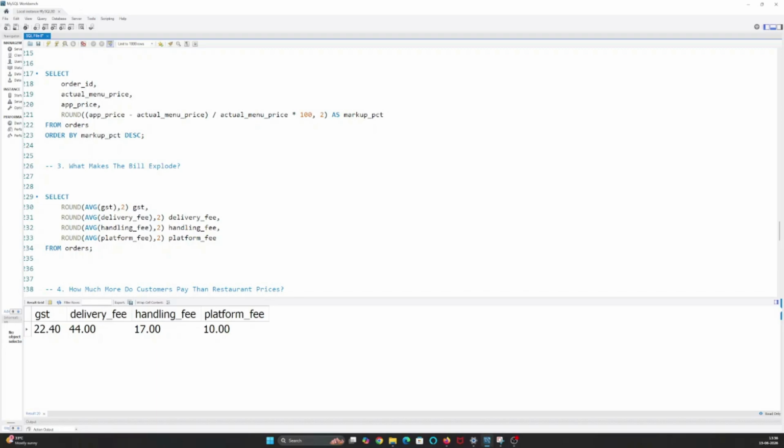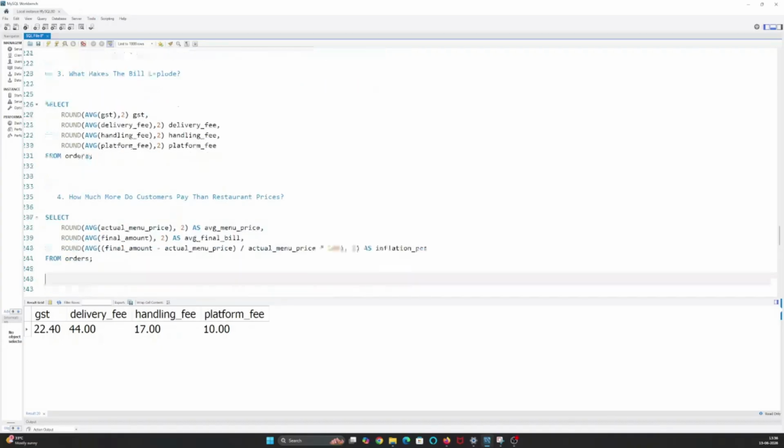Forget discounts, forget coupons, forget free delivery. At the end of the day, there's only one thing that matters: how much money leaves your bank account compared to the actual restaurant price. That's what we are measuring here. This query compares the average menu price at the restaurant with the average final amount paid by the customers, after all markups, fees, taxes, and discounts are applied.